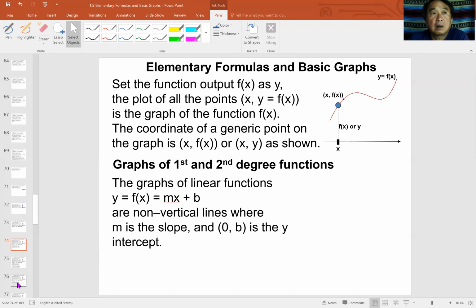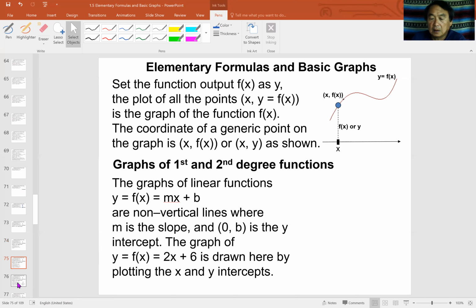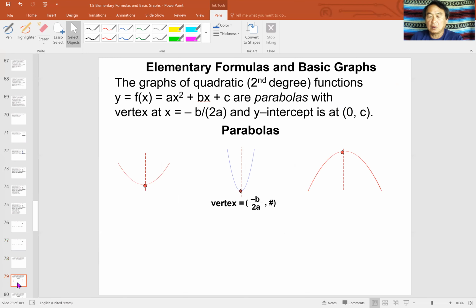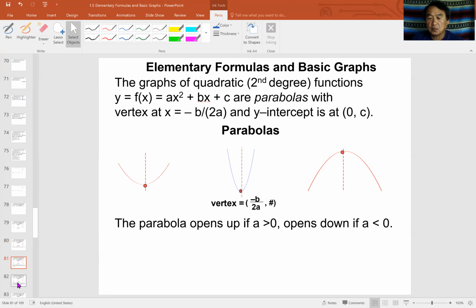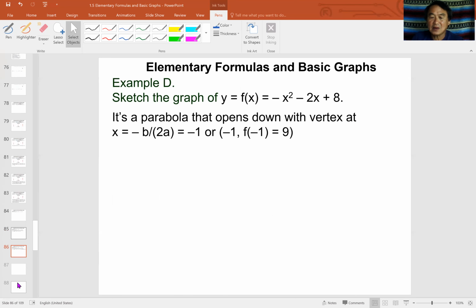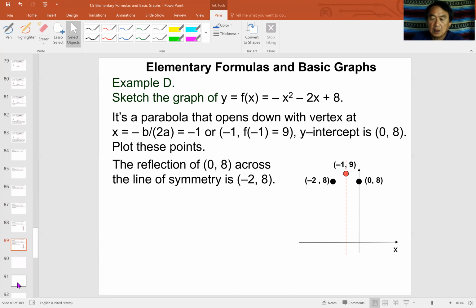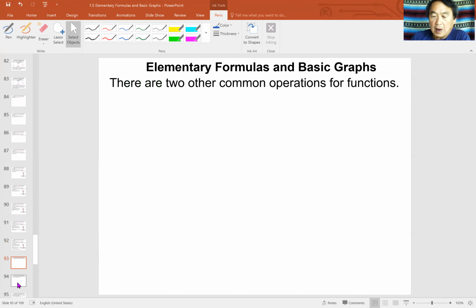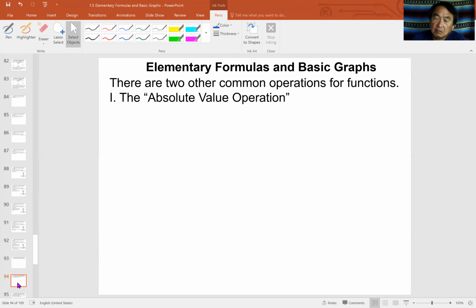What kinds of graphs do we need to know by heart? Here, first and second degree functions, y equals f of x, linear and second degree. These are reviews of how to graph them, lines and parameters. I'll leave that for you to go through. But there are a couple of operations we do to graphs that I want to mention.